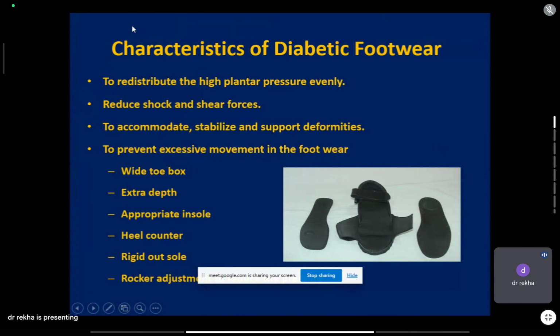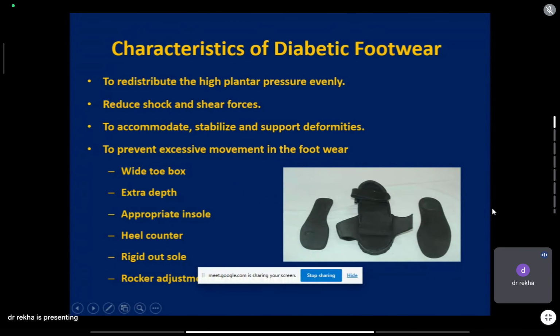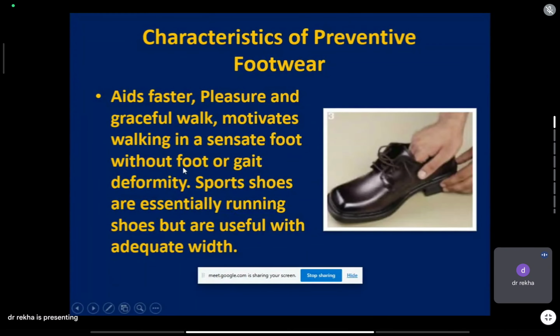So what are the characteristics of the footwear? You see, the toe box should be wide, the depth should be extra depth, appropriate insole. If you see in your footwear, the insole is hardly very thin like paper, but in diabetic foot, the inner sole should be 8 to 10 mm thick. Okay, 8 to 10 mm thick, and the heel counter should be rigid. Outer sole should be rigid because there may be a foreign body prick. So outer sole should be rigid, and the rocker bottom adjust. So these are the preventive footwear.